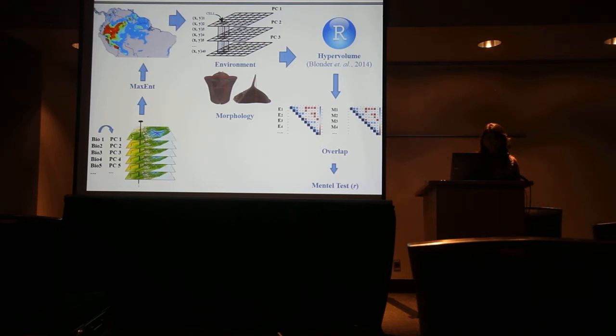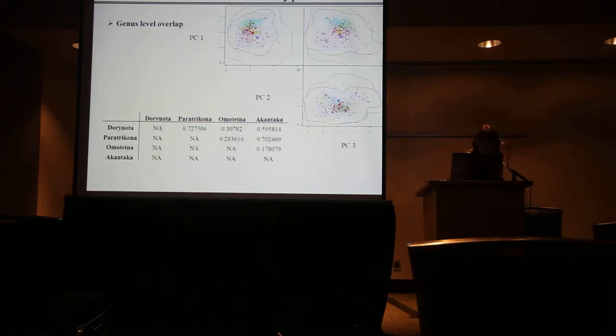Then I used the hypervolume package. I estimated the volumes of each species and each genus. I created the overlap matrices, and I used the Mantel test to check for correlation between them. As a result, in the environmental hypervolume, I could notice there were very, very high levels of overlap, which shows that the neotropical area is very uniform.